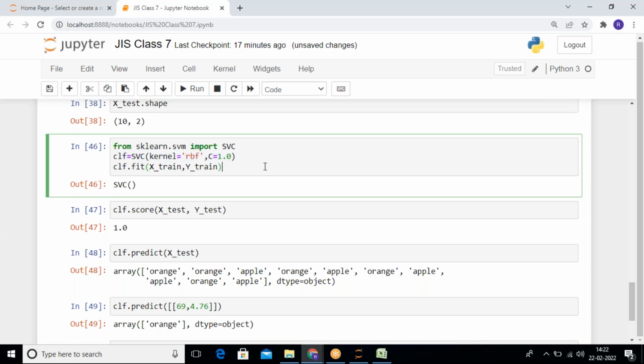Sir, and the C value 1.0 means one cluster? What is C in SVM? I told you, C is actually the penalty parameter, the penalty parameter of the error term basically. You can consider it as the degree of correct classification.